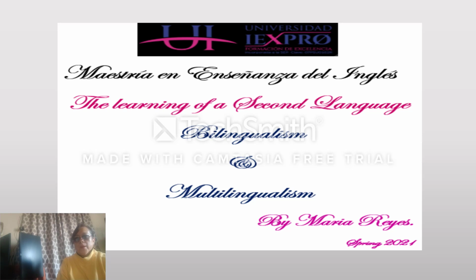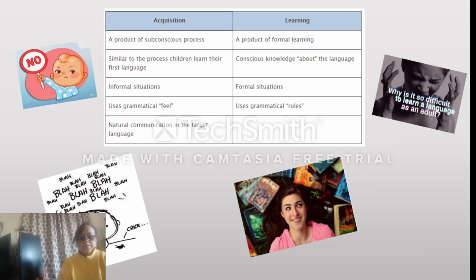Today we're going to talk about bilingualism and multilingualism. I would like to start these topics by taking up the contribution of Mr. Krashen about the difference between acquisition and learning of a language. Acquisition is a product of a subconscious process, similar to the process children use to learn their first language. It happens in informal situations, with no grammatical rules, natural communication, and the target language.